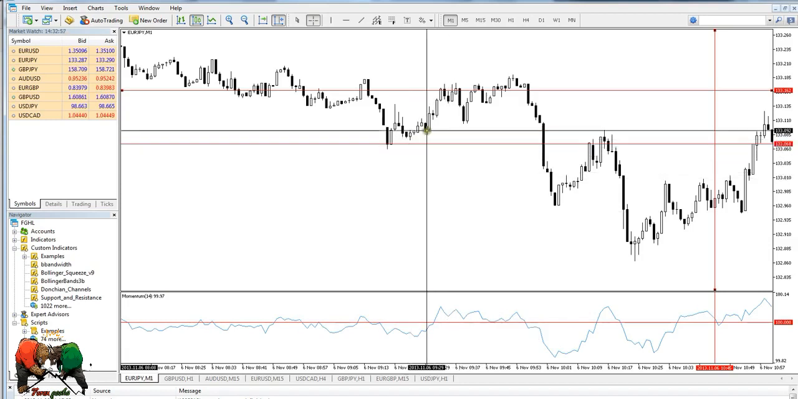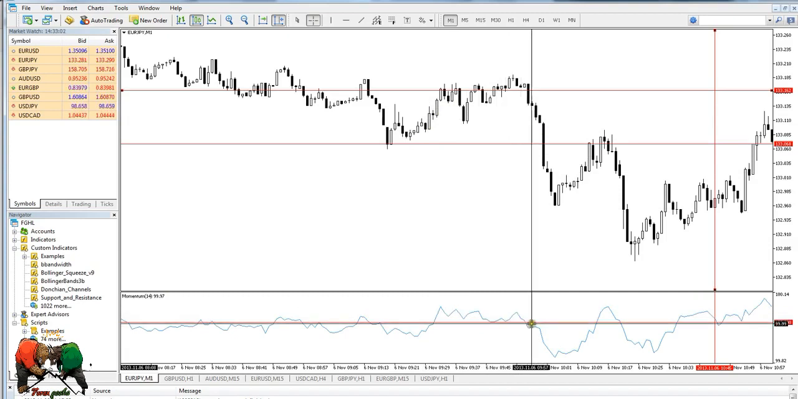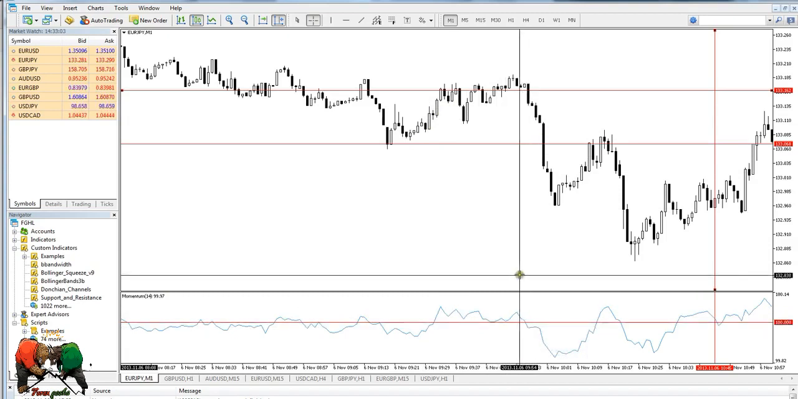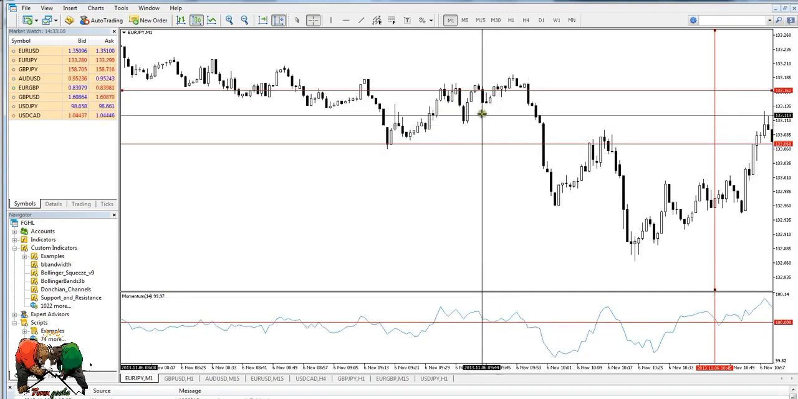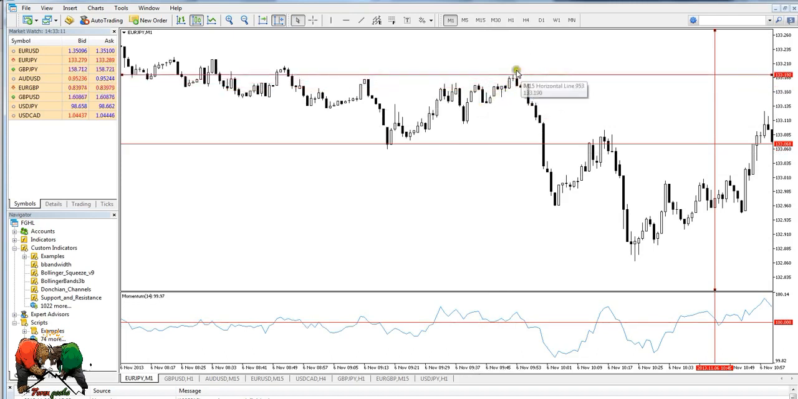So what you're looking for is for that reading in the indicator to be below 100 on the close of a candle. You can see that it went all the way up to here, and the point at which the candle was at a reading below 100 is here. That candle that closed there is the point that confirms for us that there's a good chance of a bounce there.